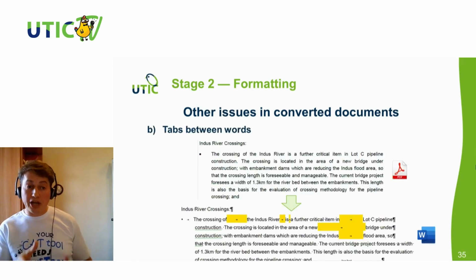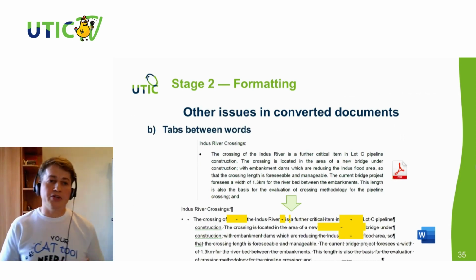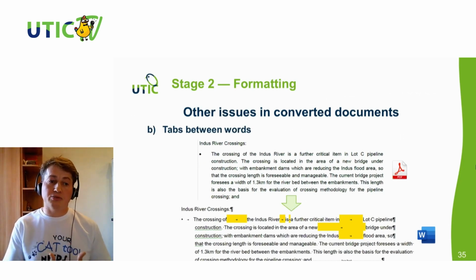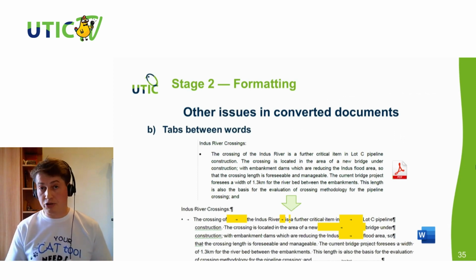Another issue is tab characters between words. These usually occur when the original text was justified on both sides, as in this example. They need to be replaced with spaces to avoid difficulties during CAT translation.